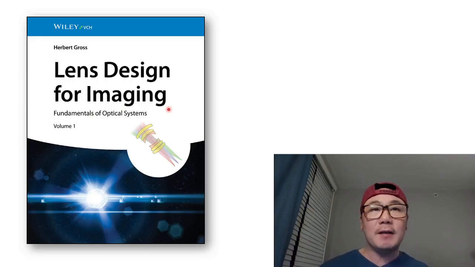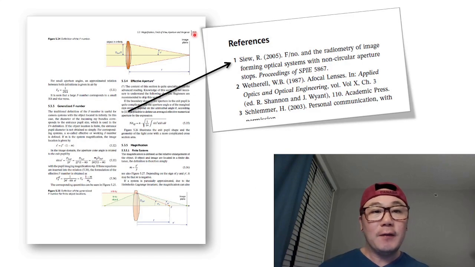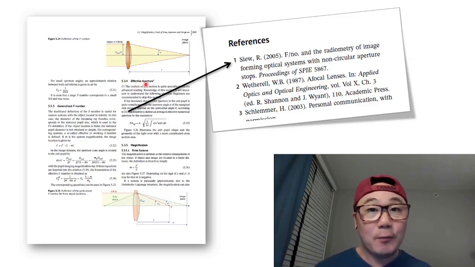This book came out, I think, sometime last year or this year. I can't remember which year it was, but fairly recently. Okay, so what I want to highlight is that if you turn to page 259, there's a section called effective aperture. So I'm going to tell you guys what that is in a minute.